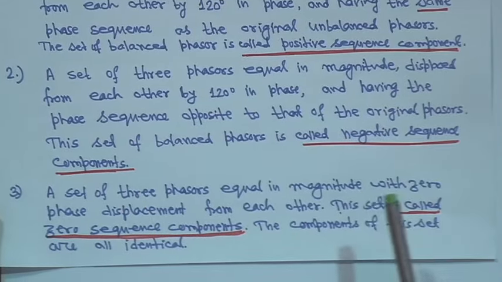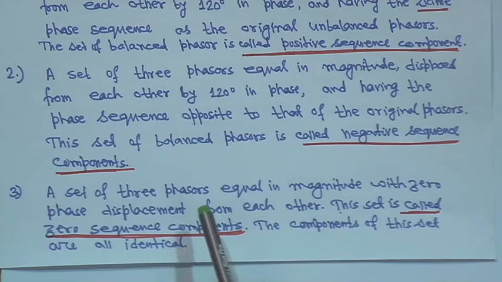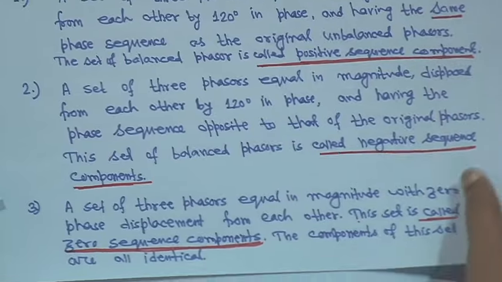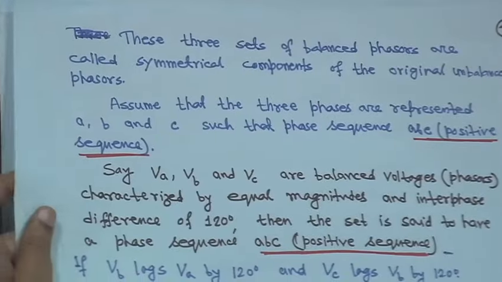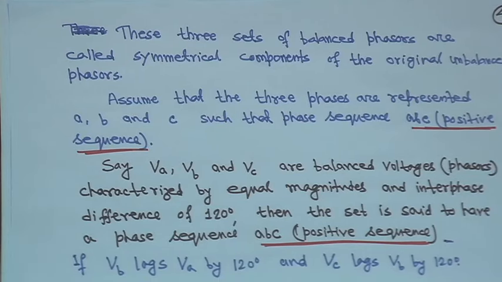And the last one is a set of 3 phasors equal in magnitude with 0 phase displacement. There is no phase displacement between them, but they have equal magnitude, and this set is called the 0 sequence component. The components of this set are all identical because they have equal magnitude. Therefore, these 3 sets of balanced phasors are called the symmetrical components of the original unbalanced phasors.